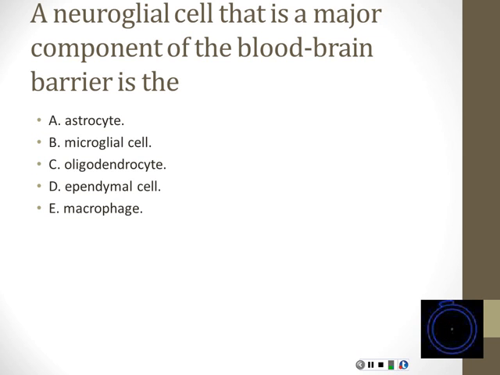Microglial cells are cleanup. They're phagocytes, so they gobble up and destroy anything that doesn't belong. Oligodendrocytes create myelin, so they myelinate axons in the central nervous system, and then ependymal cells produce CSF. All right.